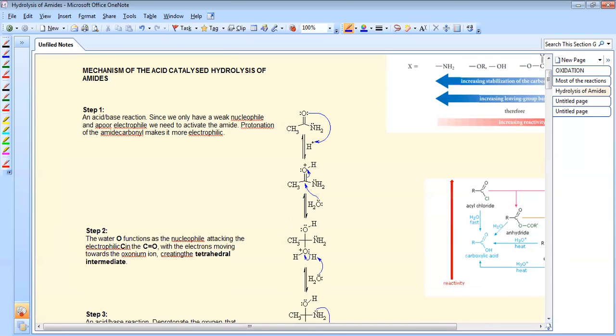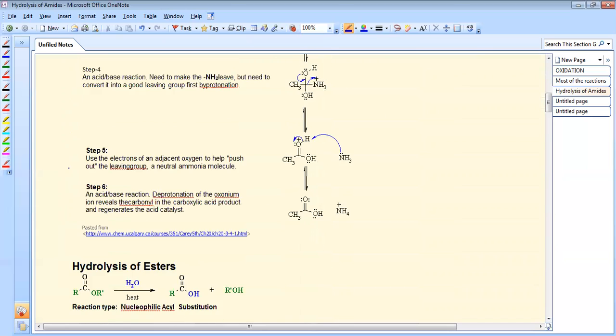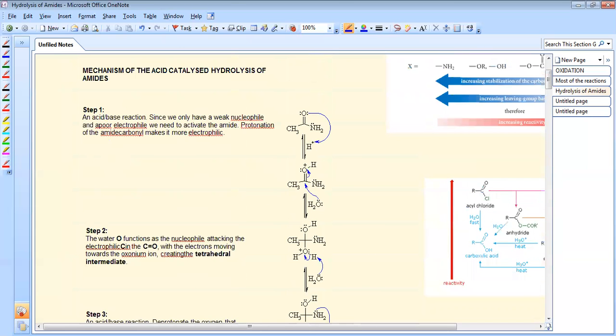Let's see the mechanism. If you look at the overall mechanism, here we specified 6 steps. This is the first step, in presence of acid. Here he used a medium, that is, in presence of acid.